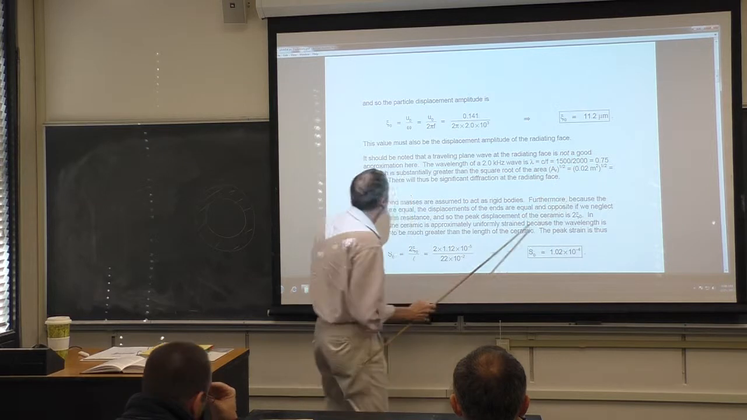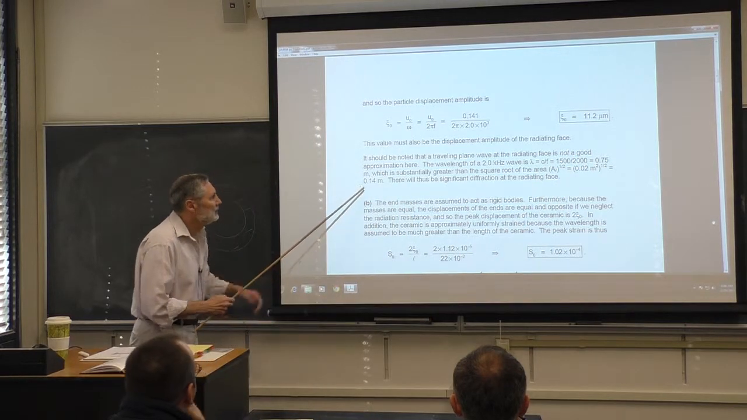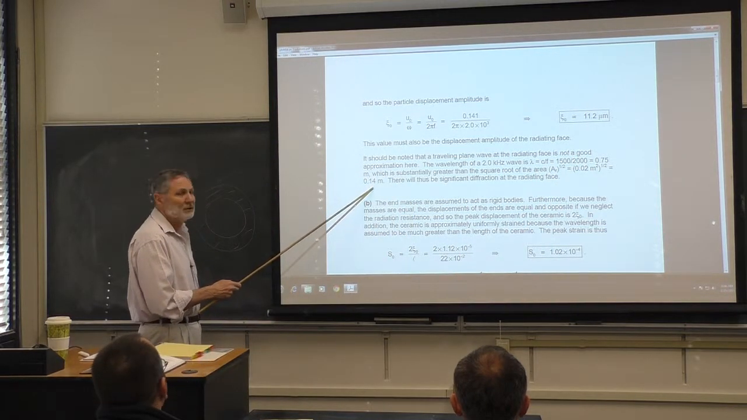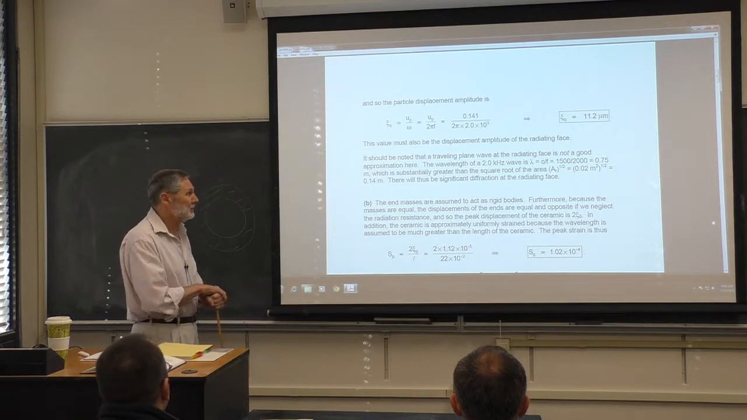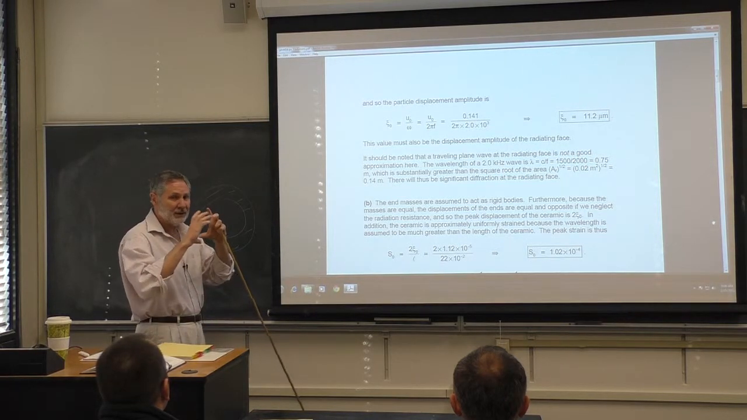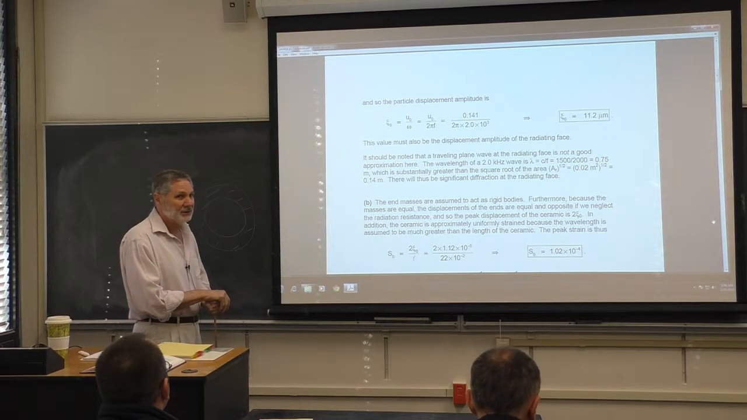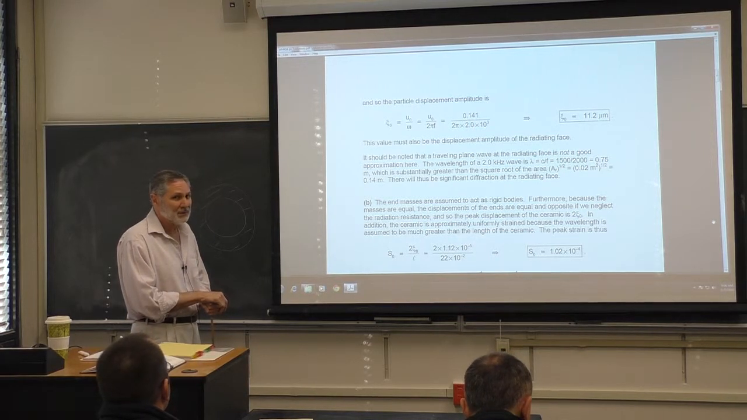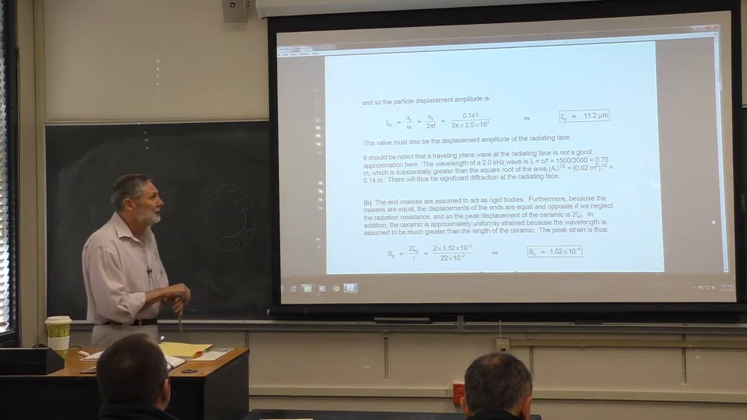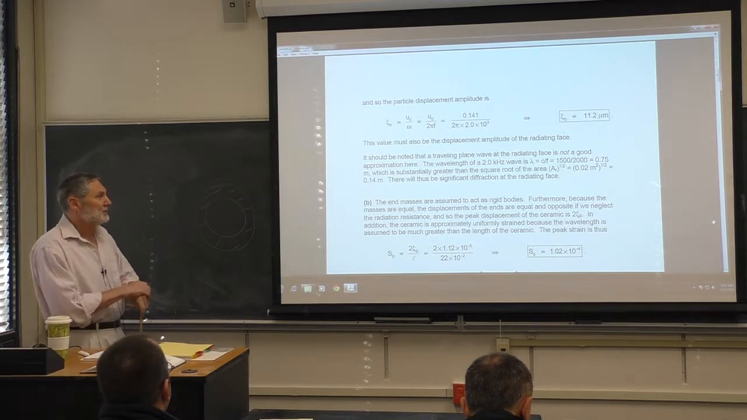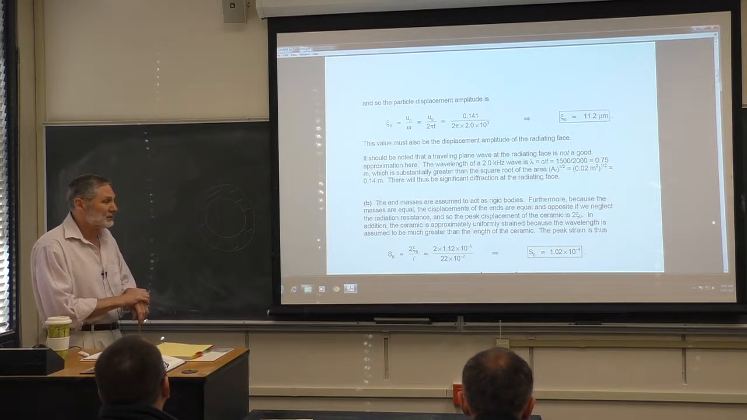When we do that, we get 14 centimeters. So we have a wavelength of 75 centimeters and a characteristic radiating length of 14 centimeters. It's not going to be a plane wave. It's going to be intermediate, and actually towards the long wavelength limit.